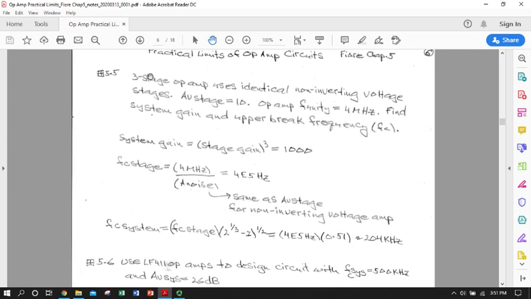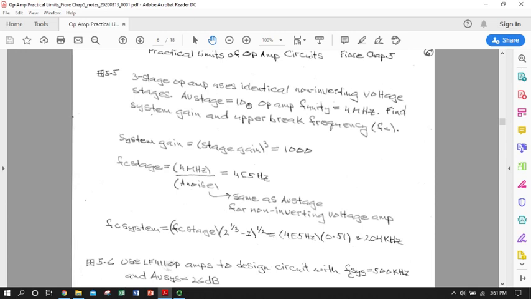Okay, so we get another scenario. Figure gotta have that other example. So somebody says, hey, I need a multi-stage amplifier. I'm going to have 3 stages, and I'm going to use identical non-inverting voltage stages. Each one of them has a voltage closed loop gain of 10. They're non-inverting, so I know my closed loop gain and my noise gain are the same. So F unity is 4 megahertz, so 4 times what a 741 is. So somebody spent a little more money. They want to know what the system gain and the upper break frequency is.